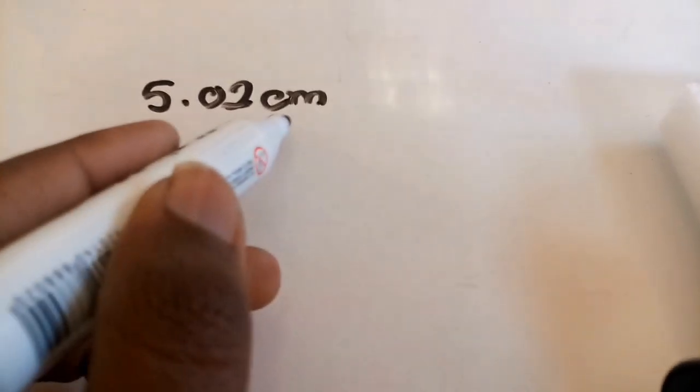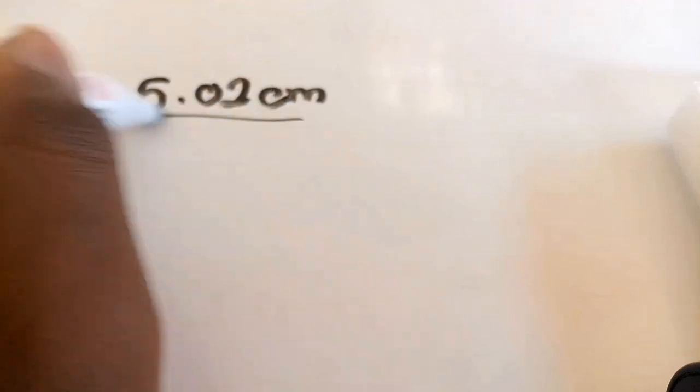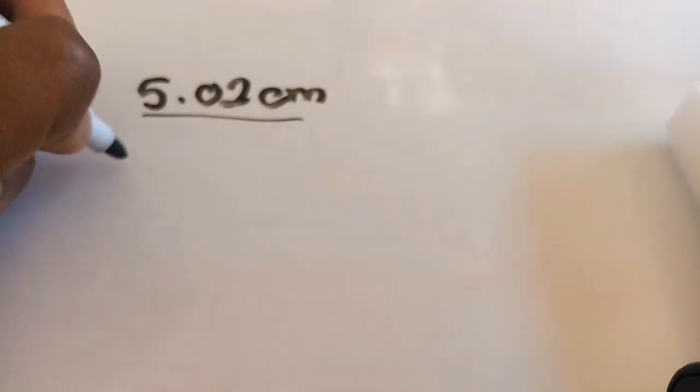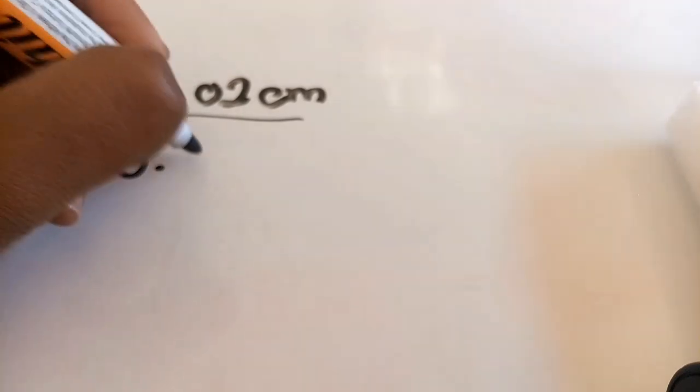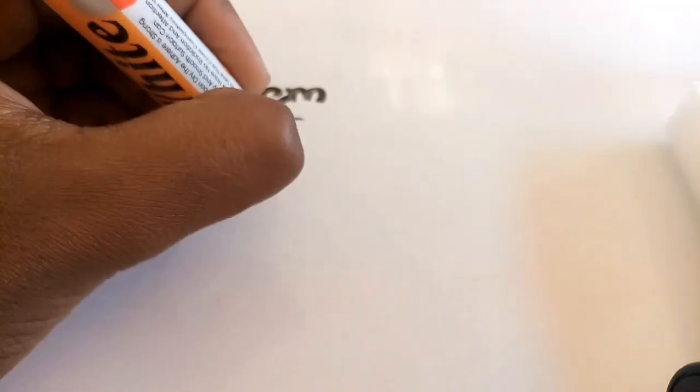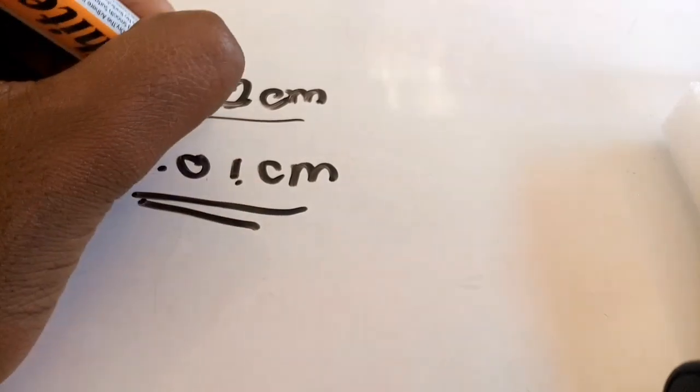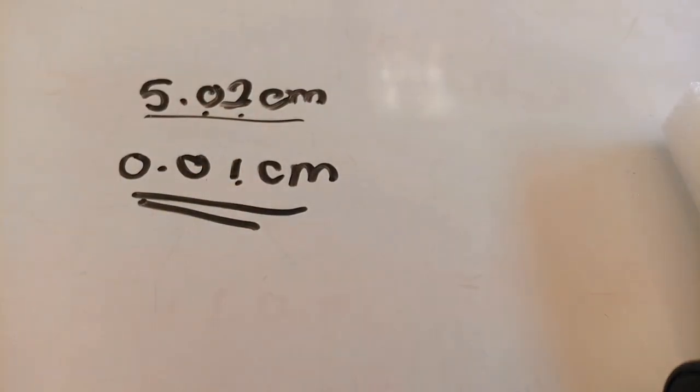So we had 15.02 centimeters. Then they have asked us to find the least unit of measurements of this value. So since we said it has two decimal places, our least unit of measurement will be 0.01 centimeters, because 1, 2, even here 1, 2. So that is our least unit of measurements.